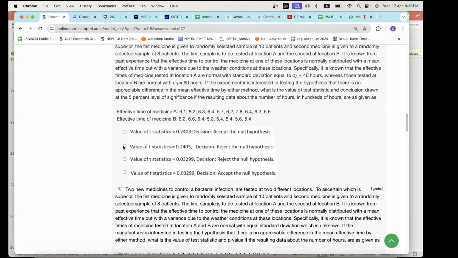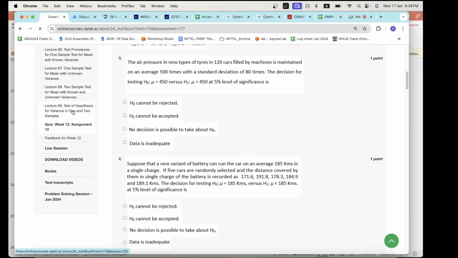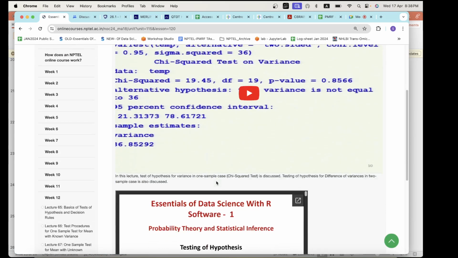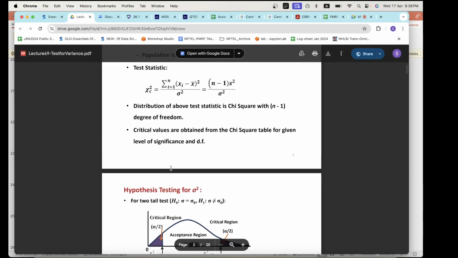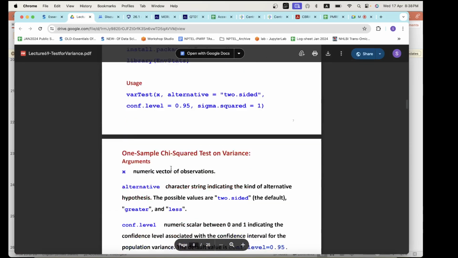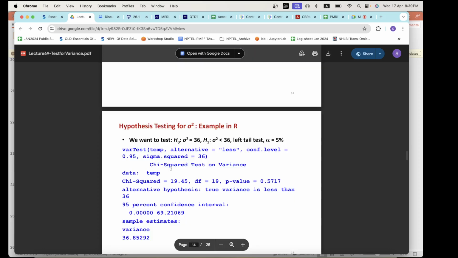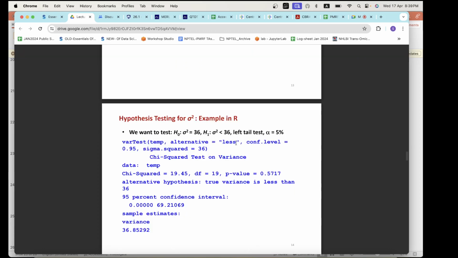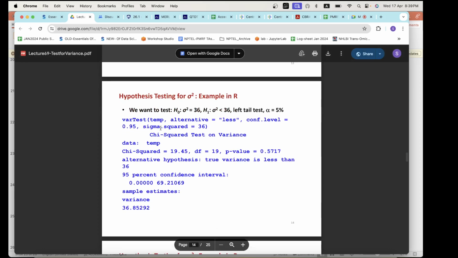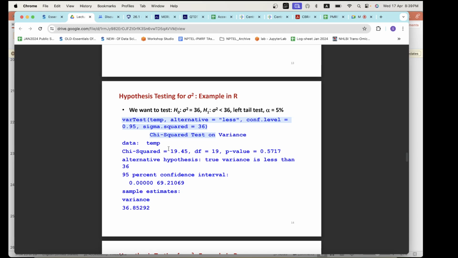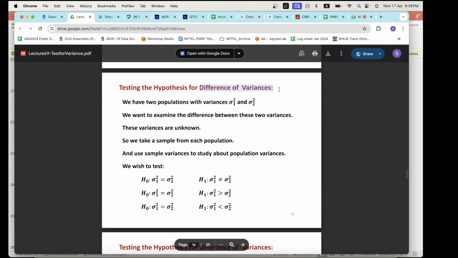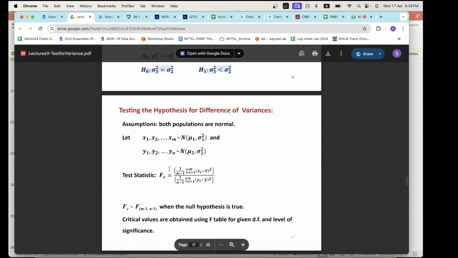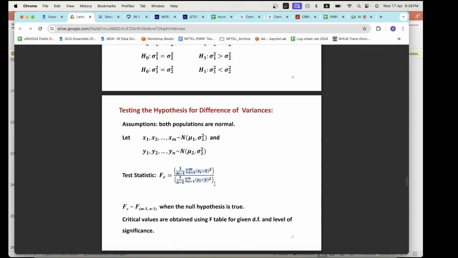Okay, it must be somewhere here. Two sample test. This one, difference of variances. This will be your test statistic.